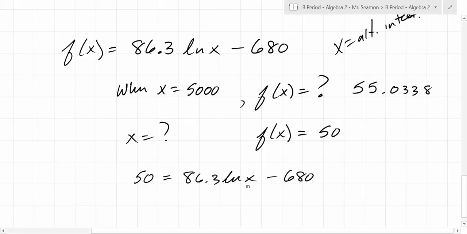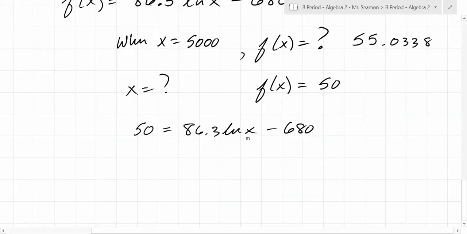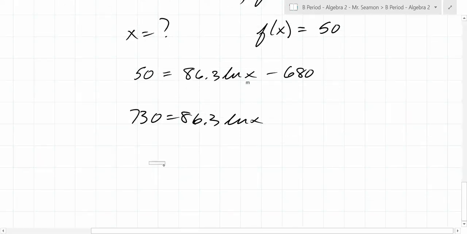Okay, 680, right? So then what do you add to both sides? 680. So you get 730. And then you divide it by 86.3. Good. So you end up with ln x is equal to what? 8.4. Yeah, you did 730 divided by 86.3. You did that out. That's totally fine.